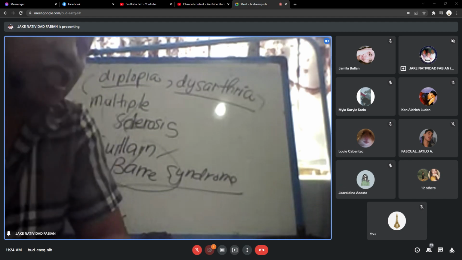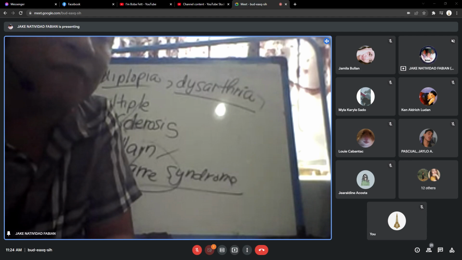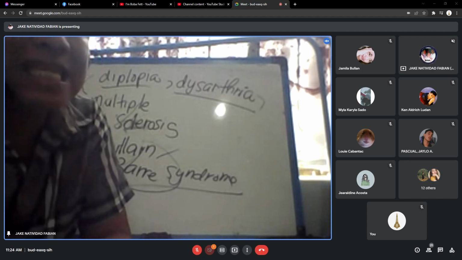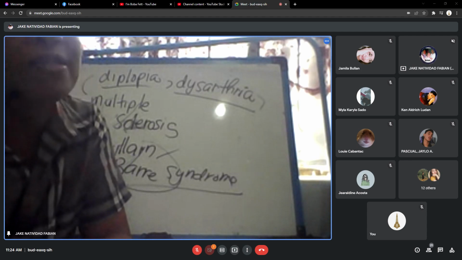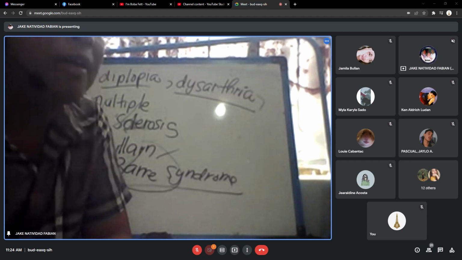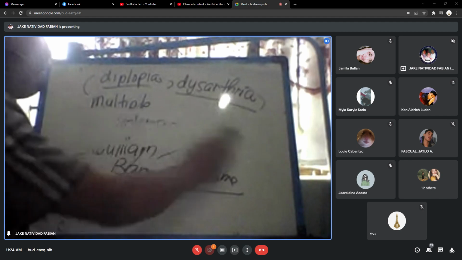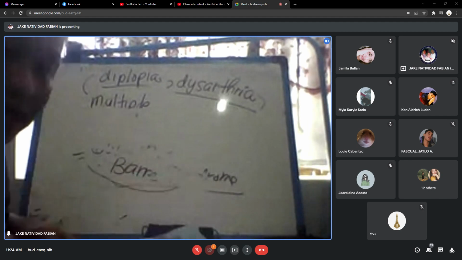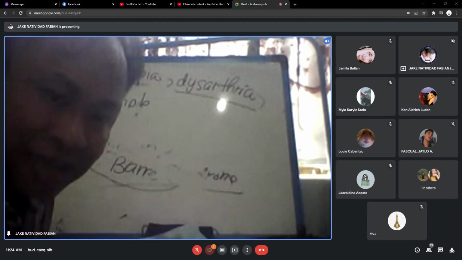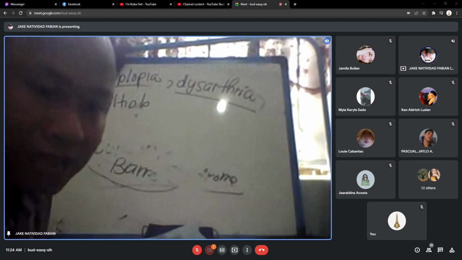This procedure involves insertion of a needle into the lumbar subarachnoid space particularly between your L3 and L4. Andito yung picture natin. This is your L3 and L4. Nandito po ang illustration natin. And then L4 and L5.